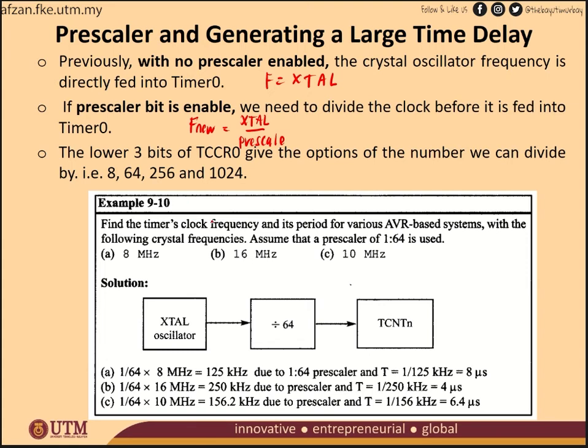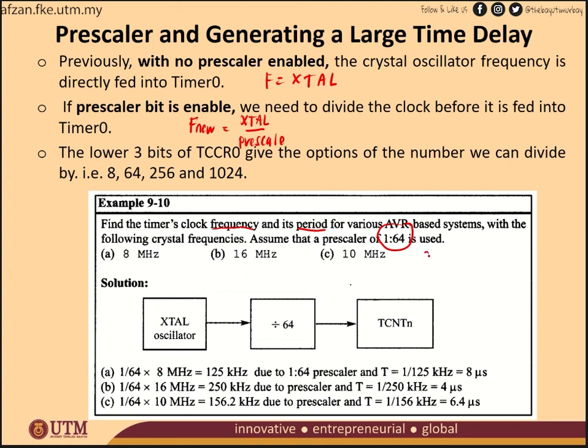Okay, so let's look at this example here. Find the timer clock frequency and its period for various AVR-based systems with the following crystal frequencies: given that the XTAL is 8 MHz, 16 MHz, 10 MHz. Assume that a prescaler of 64 is used. For A, you're going to find the frequency and period. So first, you need to find your new f.